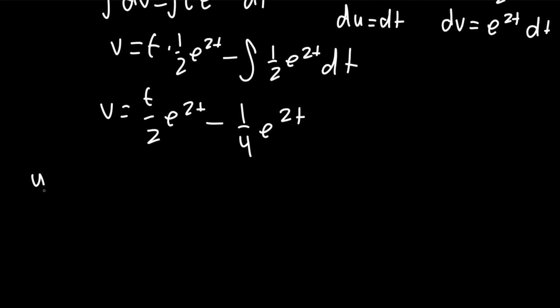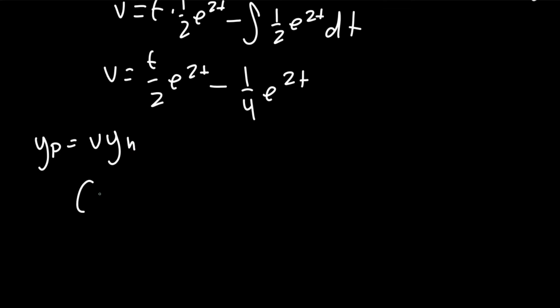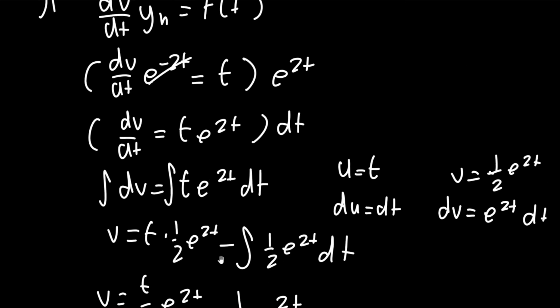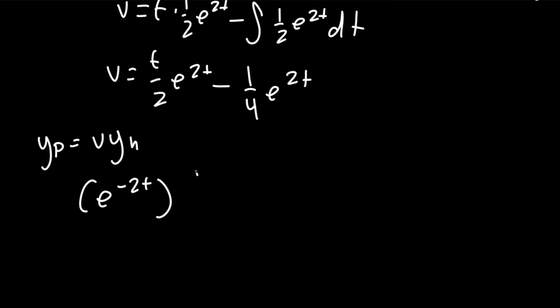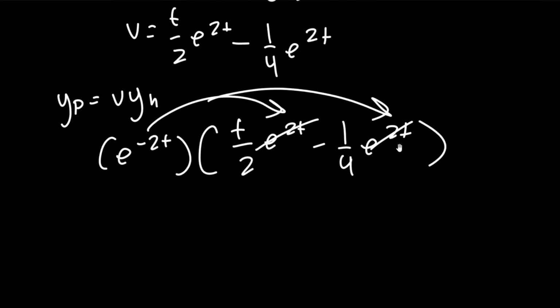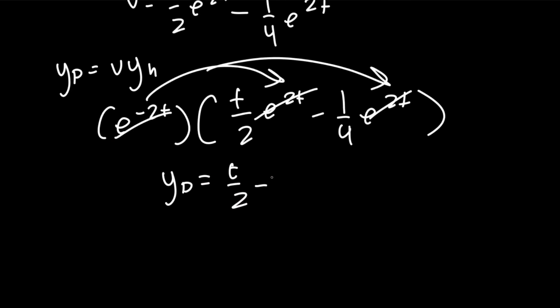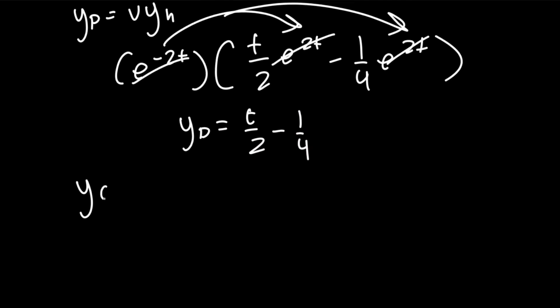So with v solved, we can figure out our y of p, which is v times y of h. So our y of h happened to be c times e to the negative 2t, if I am not mistaken, which I am not. And then we multiply that by our v, t over 2 e to the 2t minus 1/4 e to the 2t, and we distribute that, but the exponentials cancel, so instead we're just left with a y of p that equals t over 2 minus 1/4. Now comes the easy bit.